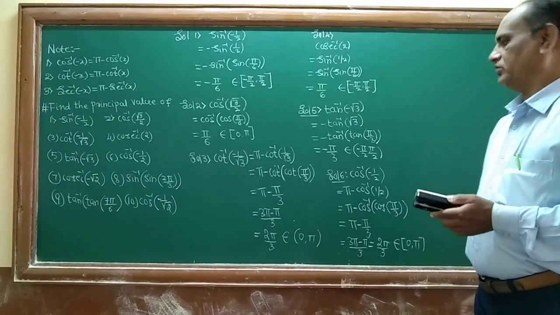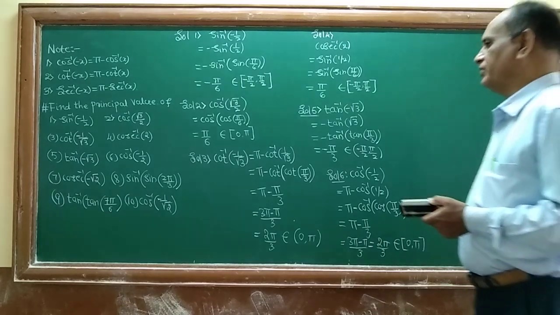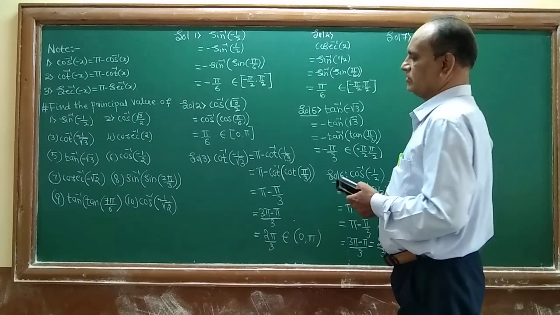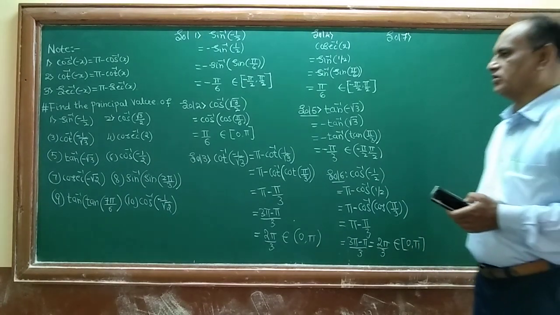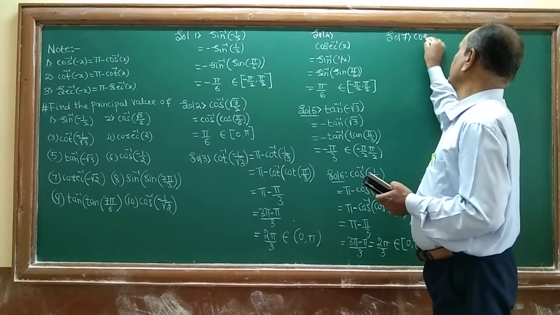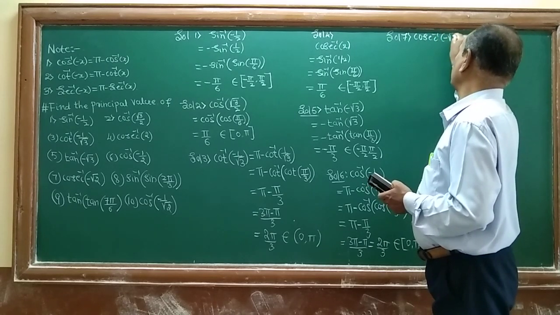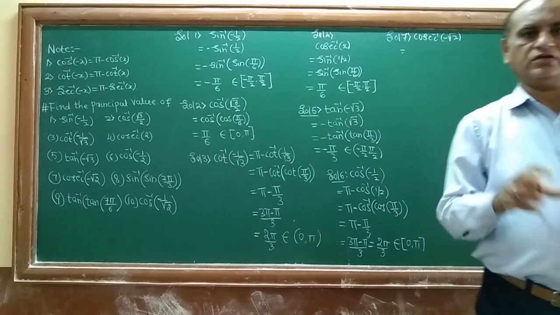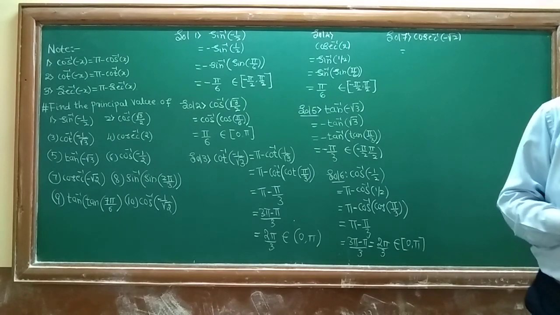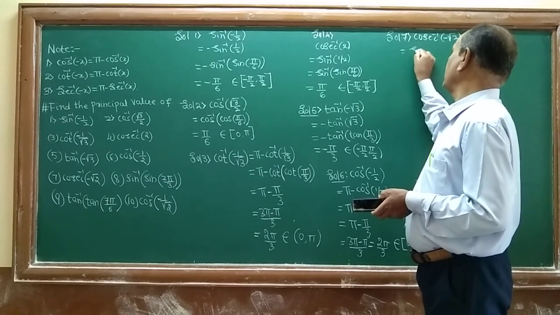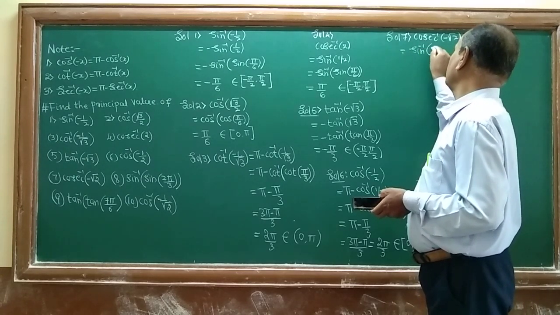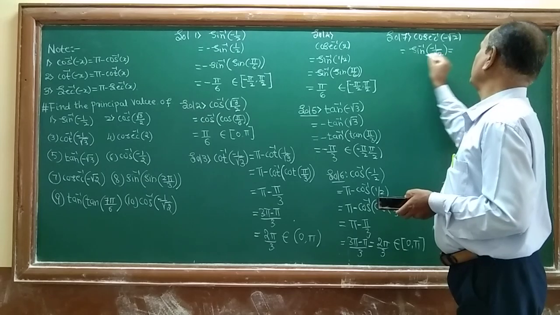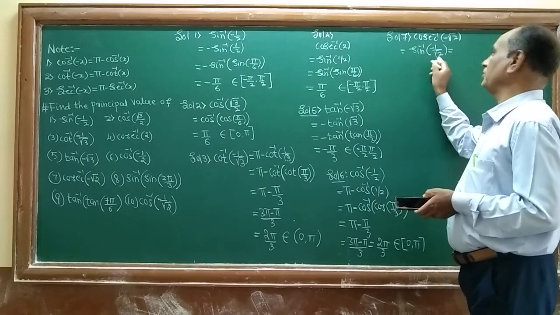Then come to the next one, example number 7. The solution for example number 7: cosec inverse of minus root 2. Cosec is the reciprocal of sin, so we write it as sin inverse of minus 1 divided by root 2, which makes it easy. So this is equal to sin inverse of minus 1 by root 2.